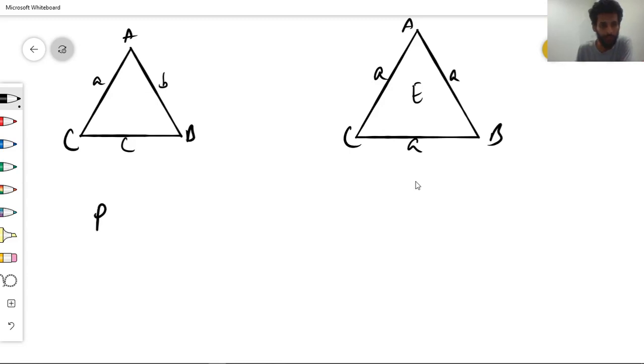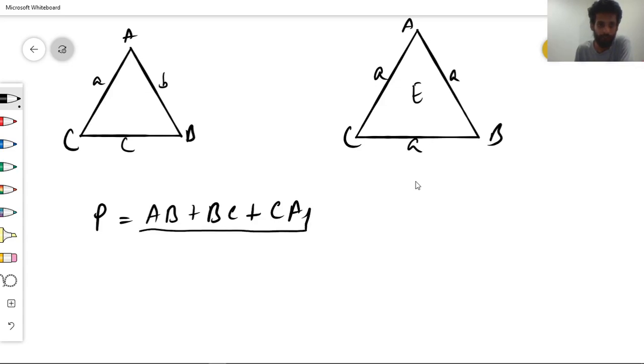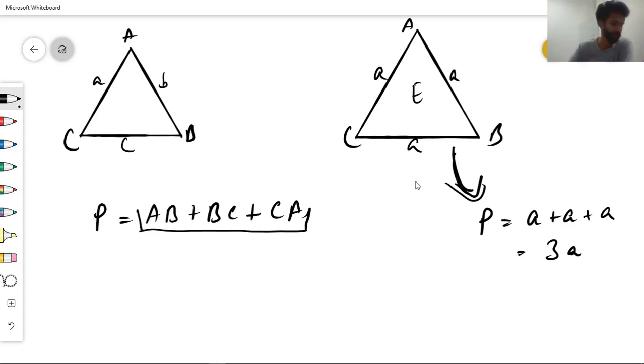So the general perimeter of this will be AB plus BC plus CA. This is the general perimeter formula. But in the case of this one, you can write the perimeter as A plus A plus A. That will be thrice A. Only in the case of an equilateral triangle in which all the sides are equal, you can use this formula. But the general formula is this. You have to use this. The area of this triangle is not needed here. We will not be discussing this one.